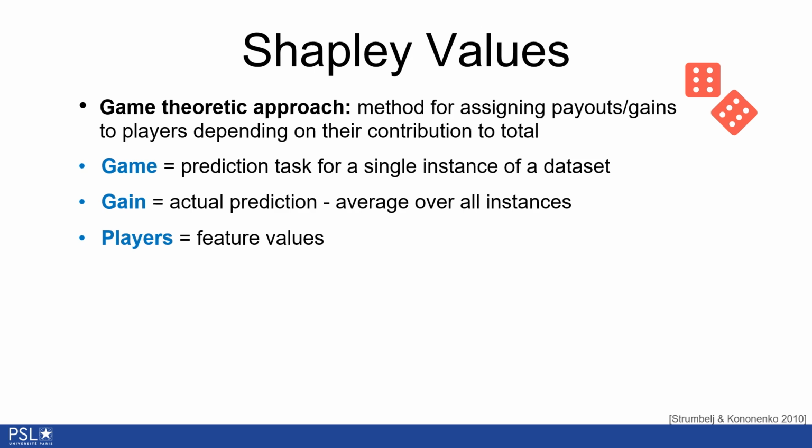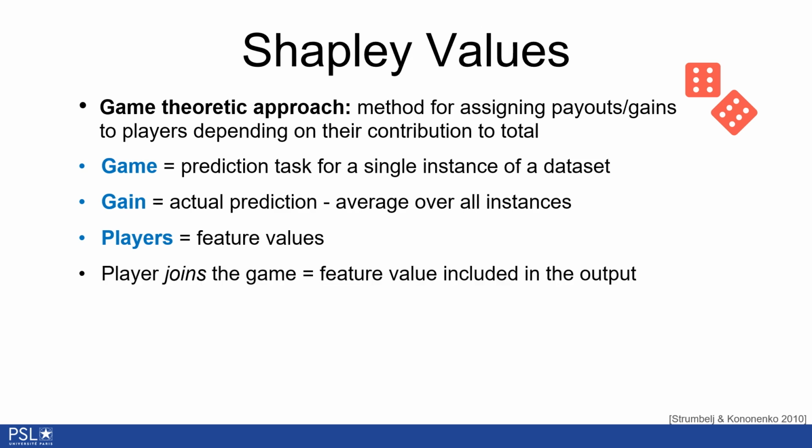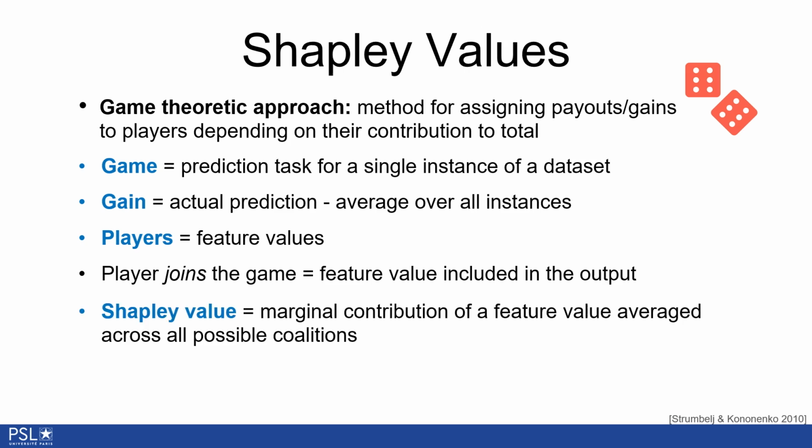A key concept in game theory is that a player can join the game or not. Translating this concept to machine learning, a feature joins the game if its value is included in the computation of the output. Finally, the Shapley value is defined formally as the marginal contribution of a feature value, averaged across all possible coalitions, where a coalition is a combination of a set of features that have joined.